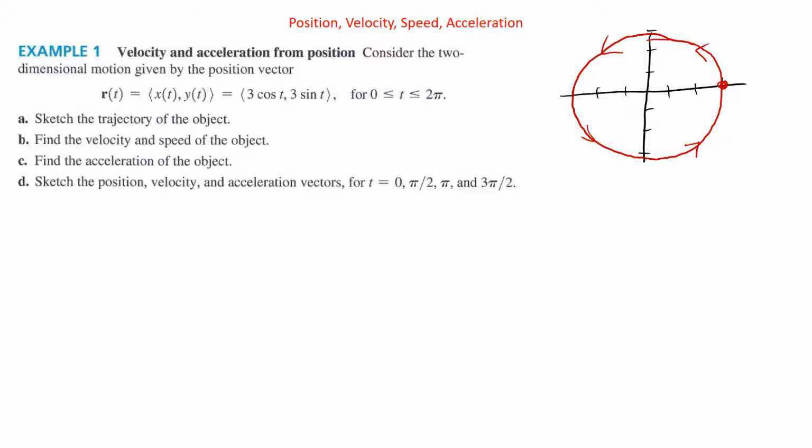So the velocity is going to be the derivative, v of t. The derivative of 3 cosine t will be negative 3 sine t, comma. The derivative of 3 sine t is 3 cosine t. So that's the velocity, and we can plug in points for any given point. The speed will be the magnitude.